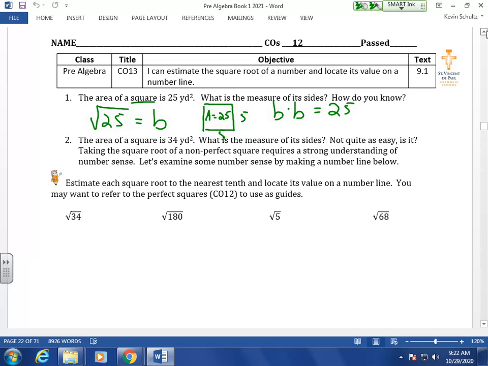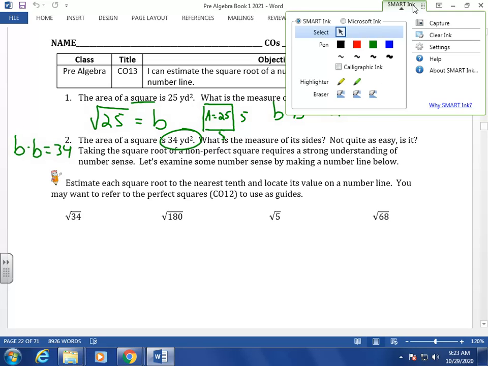So then if we kind of ramp this up a little bit and say, well, what are the side lengths of a square with an area of 34? Well, that's a little bit harder, because what number times itself equals 34? 5 times 5 is 25. 6 times 6 is 36. There's nothing that works out evenly. Okay, so that's going to be our objective today: how can we estimate the value, for example, of the root of 34. It's the first one on here.